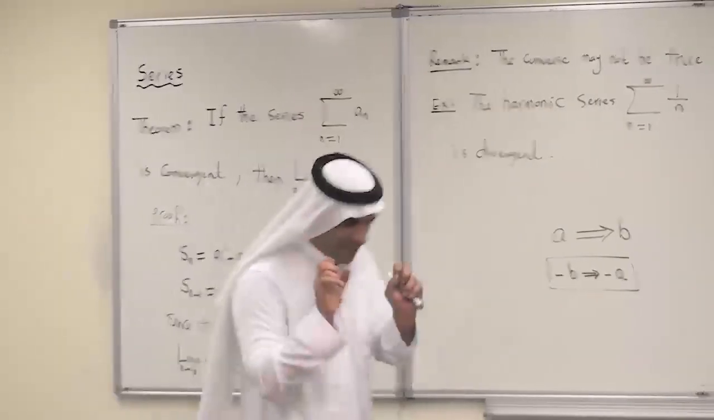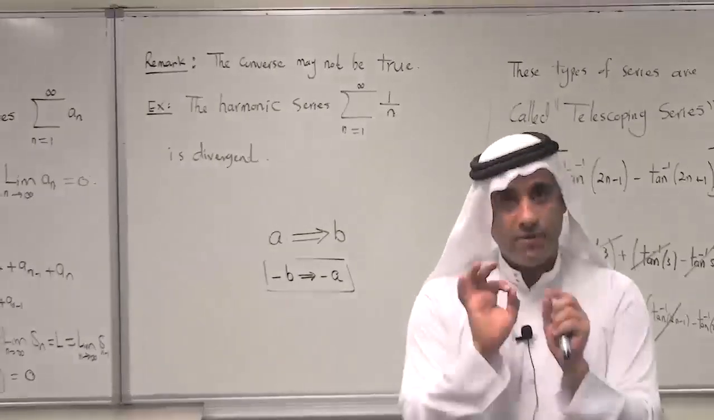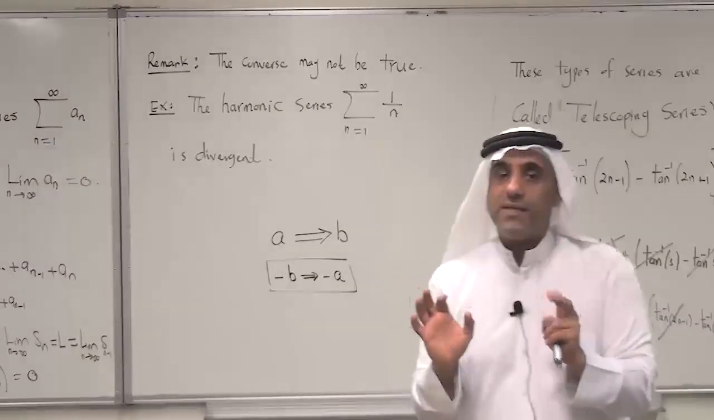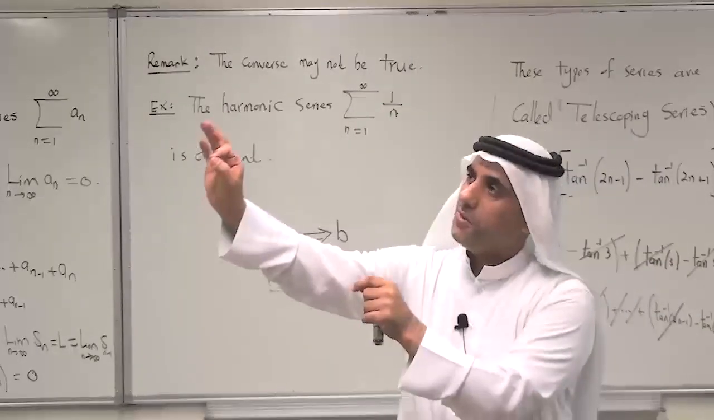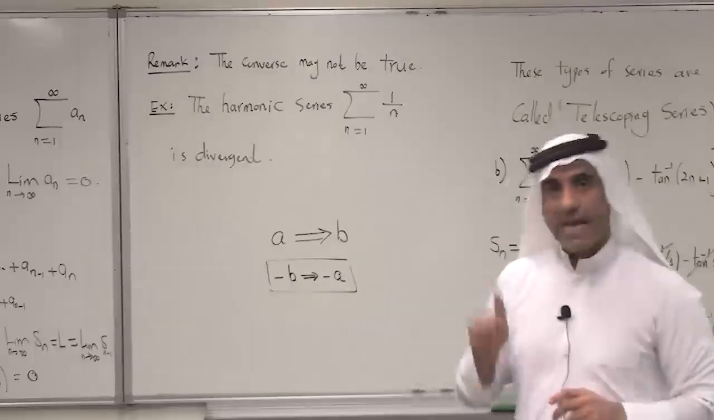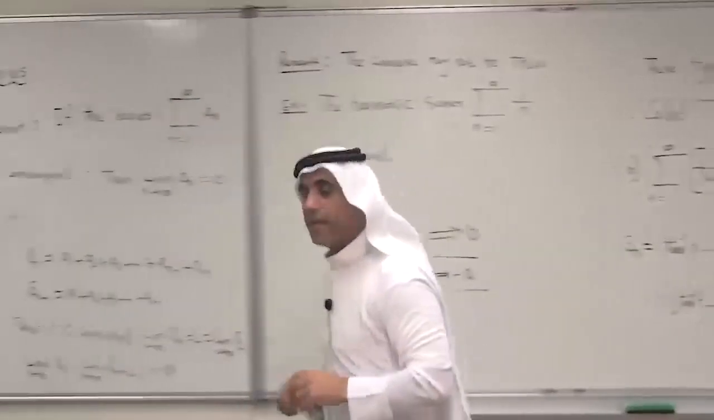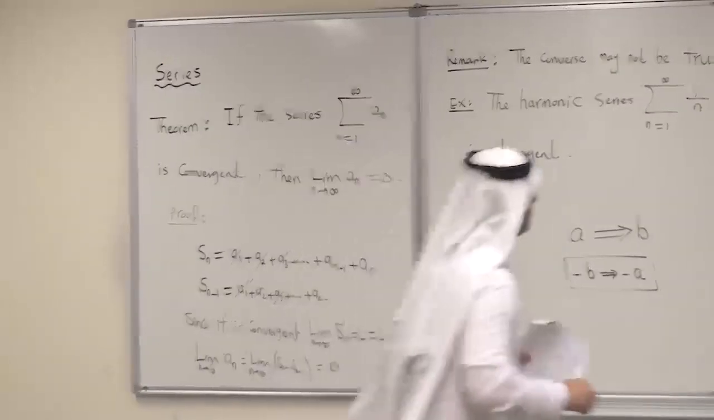And this contrapositive of the theorem is called the divergence test. So what is the divergence test? It says look at an. If it does not go to 0 as n goes to infinity, the series for sure is divergent. I will write this as a summary and then apply it in some examples in the following part.